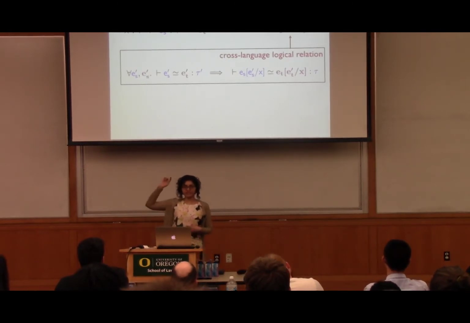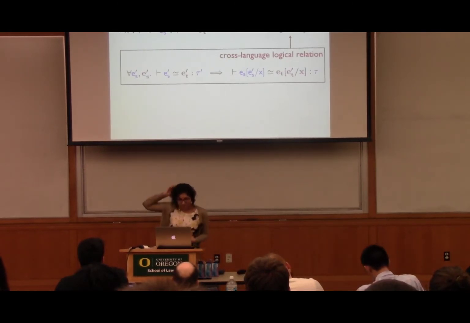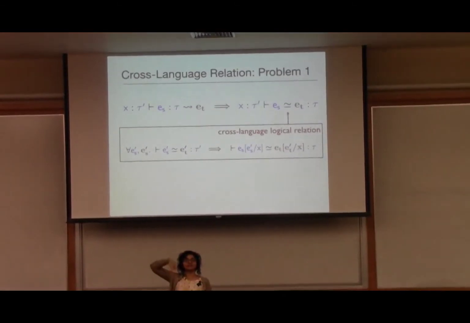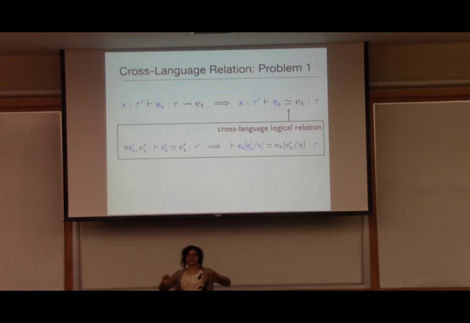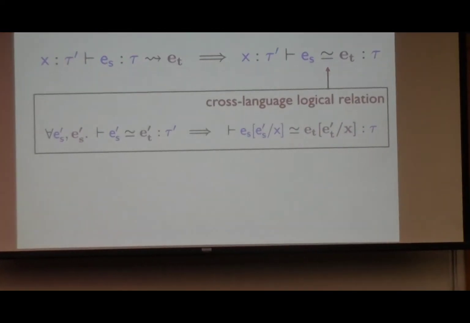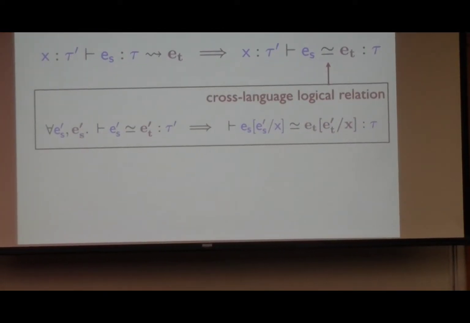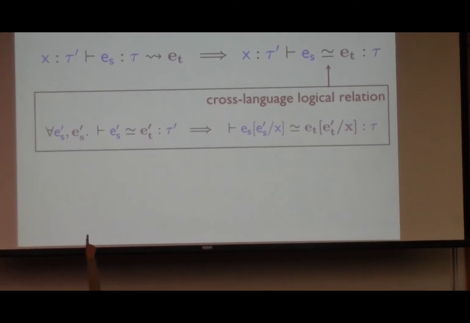I'm sorry, instead of ES prime and the purple ET prime, those should be values. But we can treat them as expressions, it doesn't really matter. So if you give me a blue ES prime and a purple ET prime, and if they are logically related, then I can plug them into my compiled components and I will get logically related whole programs. That is what that definition is telling us. This is what we saw yesterday.